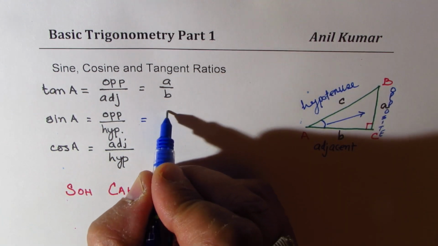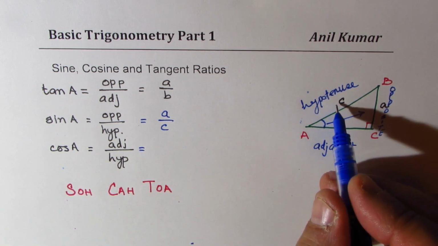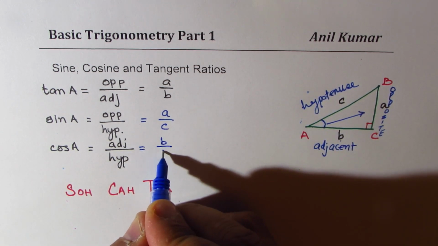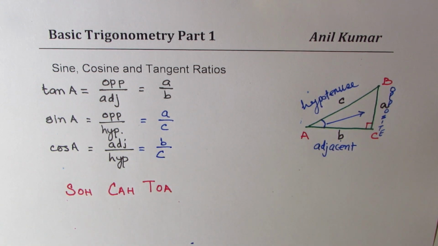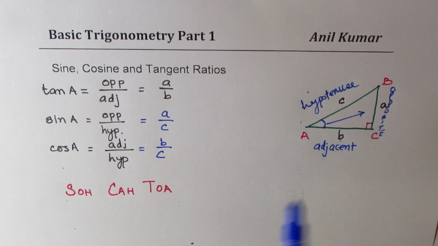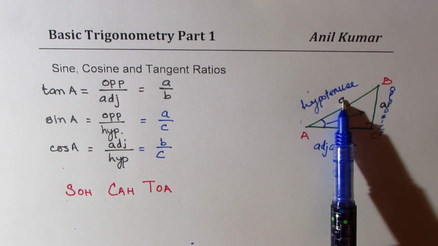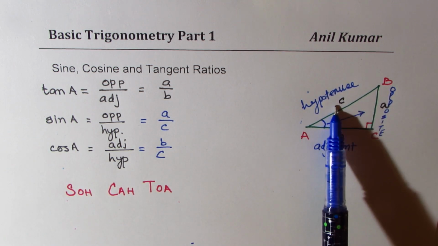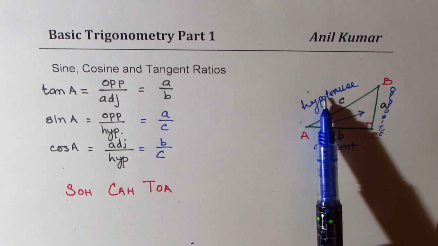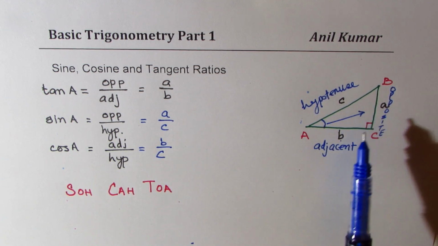A over C, right? So it is A over C, and cosine of A will be B over C, since B is the adjacent side. Does it make sense to you? Correct? So SOHCAHTOA is an easy way to remember trigonometric ratios. They are always ratios of sides of a triangle. Tan relates opposite with adjacent, sine relates opposite with hypotenuse, and cosine adjacent with hypotenuse. So if hypotenuse is involved, we are working with sine or cosine. If not, then we are working with tan.